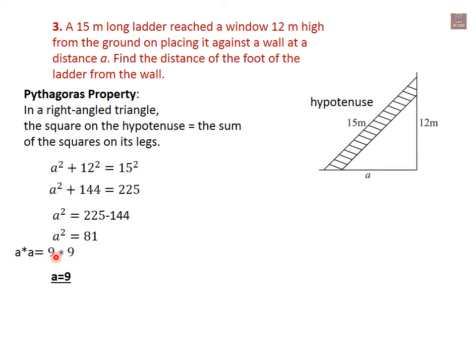A square is equal to 81, which means A into A is equal to 9 into 9. So what is the value of A? A is equal to 9.